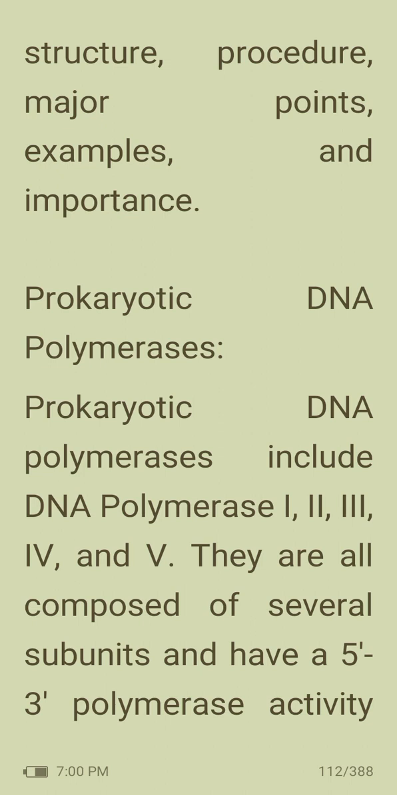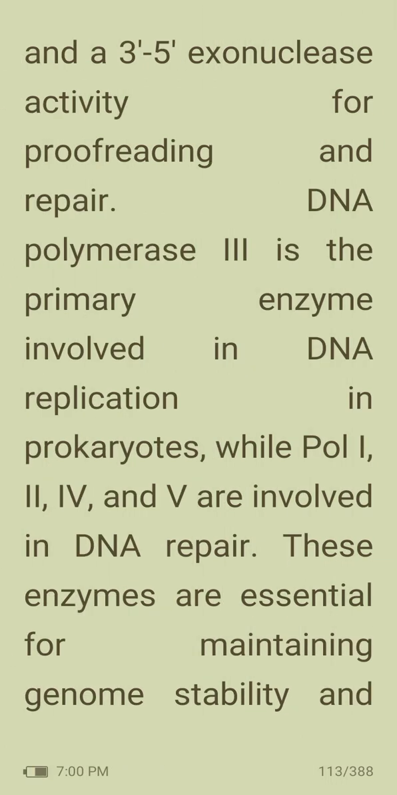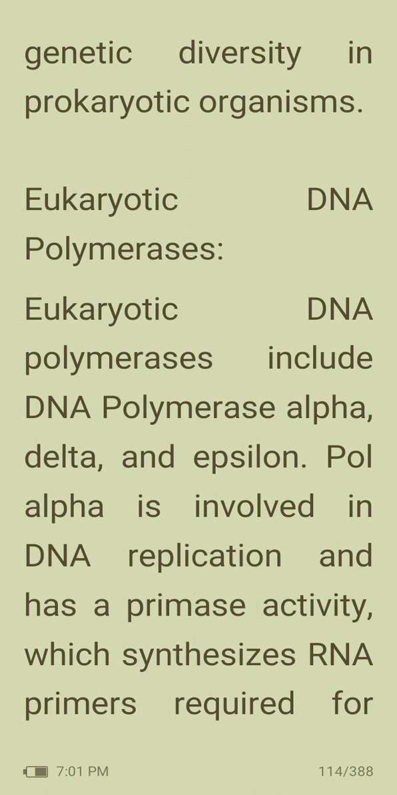They are all composed of several subunits and have a 5' to 3' polymerase activity and a 3' to 5' exonuclease activity for proofreading and repair. DNA polymerase 3 is the primary enzyme involved in DNA replication in prokaryotes, while Pol 1, 2, 4 and 5 are involved in DNA repair. These enzymes are essential for maintaining genome stability and genetic diversity in prokaryotic organisms.